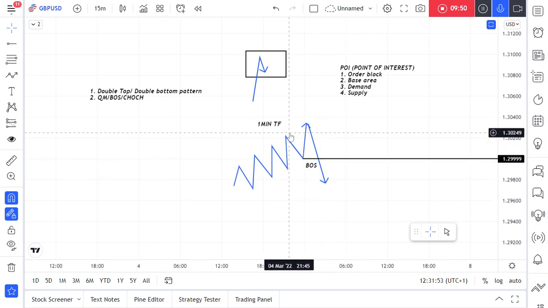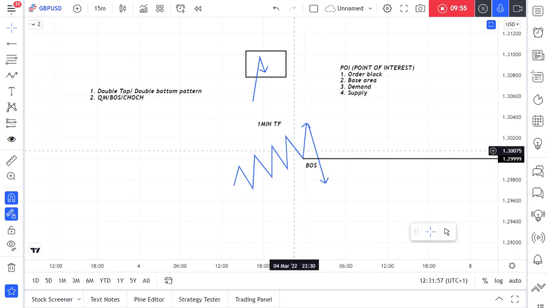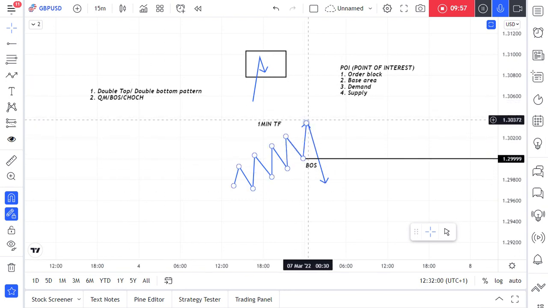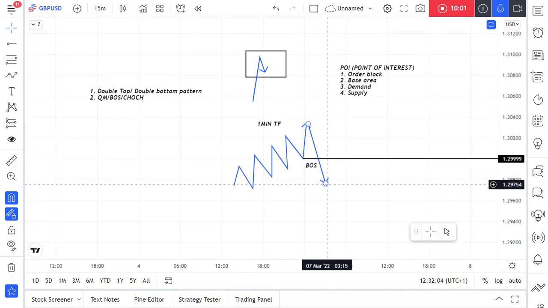Okay, so now we have the high, the low, the high. So you see, it's similar to Quasimodo structure. We had this high, the low, the higher high, and then price broke this low, this low, this low, creating a lower low at this area.